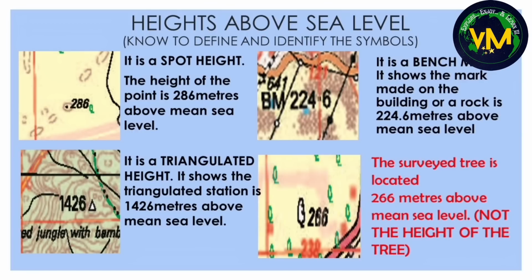And when you see the letters BM followed by a number, it means it is a benchmark. You should write it shows the height of the mark made on a rock or a building is 224.6 meter above sea level. And you see this tree in black color. Unlike the other trees in green, this is black in color. So this is a height present near a surveyed tree. It shows the height of the place is 266 meter above sea level. Do not write as height of the tree.